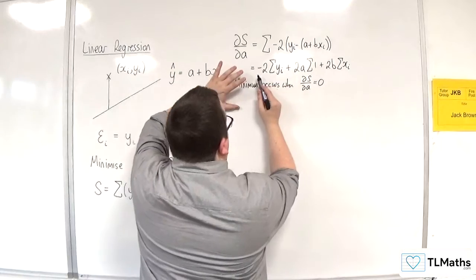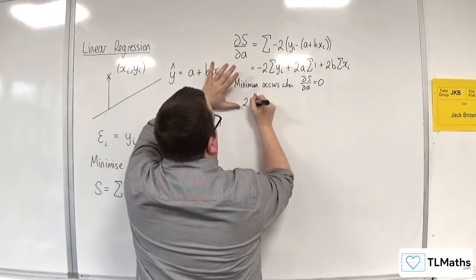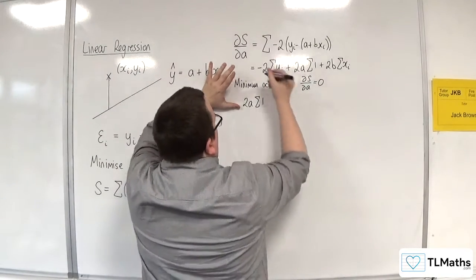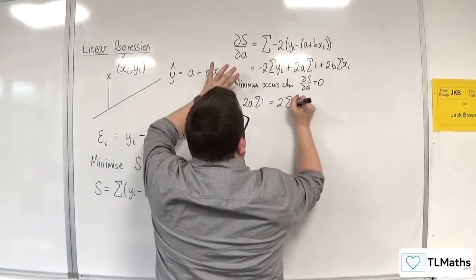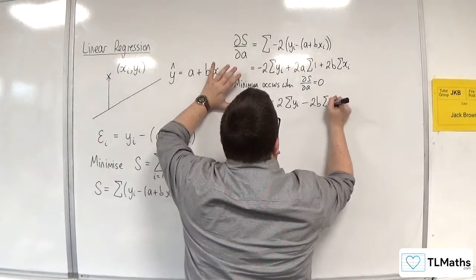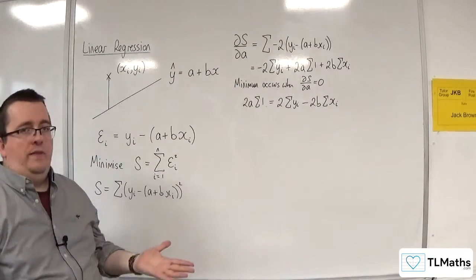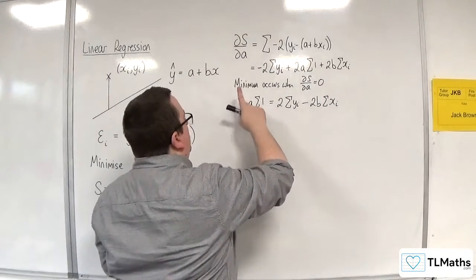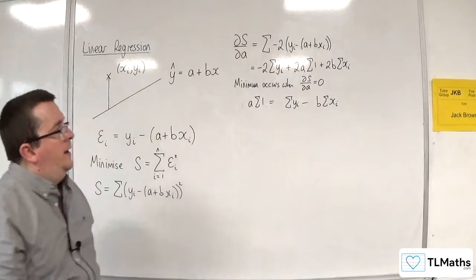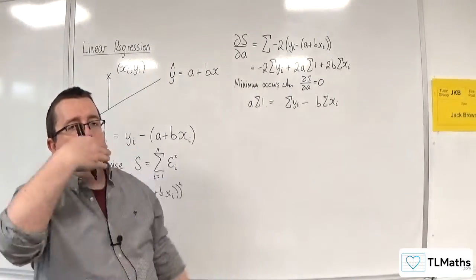So I'm going to keep that on one side, so 2a times the summation of 1. I'm going to rearrange it at the same time. I'm going to add that to both sides, so 2 sum yi, and I'm going to take that from both sides, take away 2b summation of xi. Now, I can divide through by 2 at this point as well, so let's just do that. Divide through by 2. There we are. Okay.